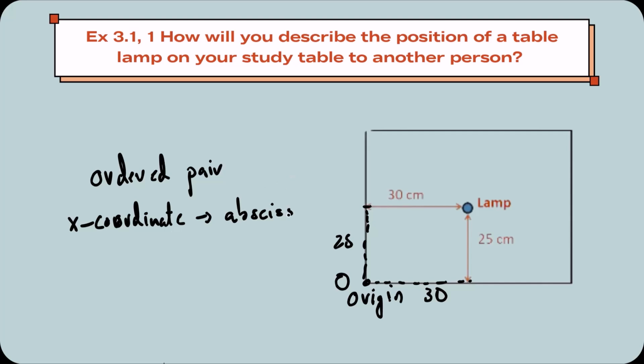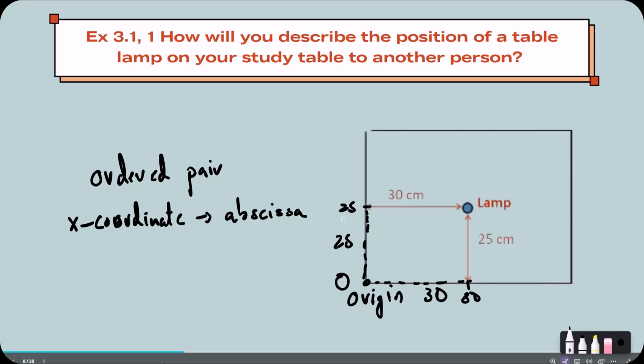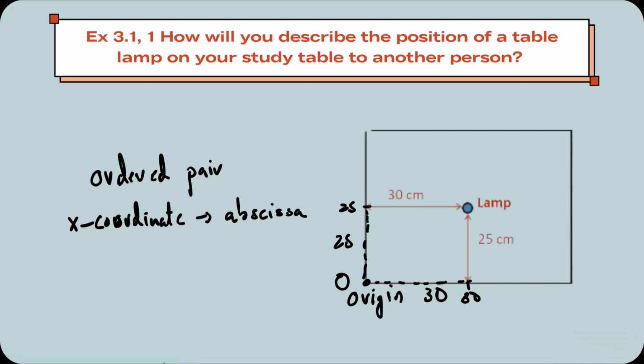So what is the x value here? It is 30, correct? It is going to be 30 here, and it is going to be 25 here. So in that logic, what is going to be your abscissa? Your abscissa is going to be 30, right? So your ordered pair will be 30, 25.